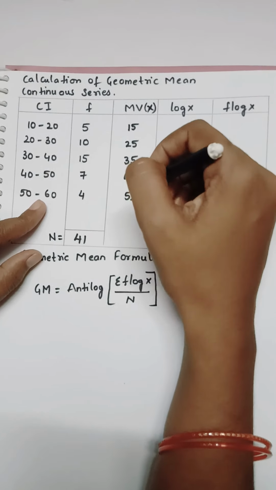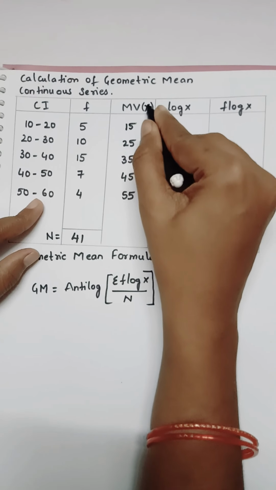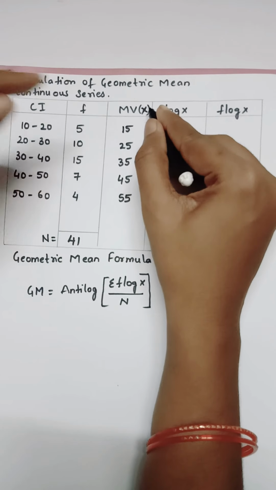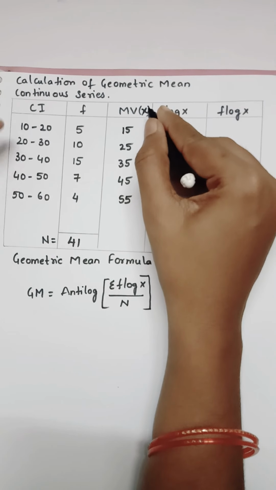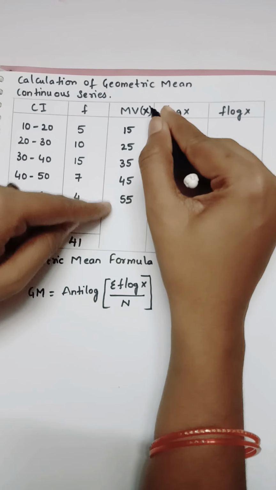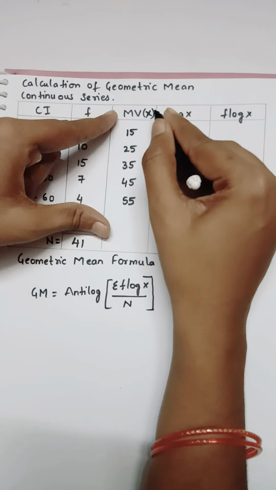So now we have the MV values. The mid values are considered as the X values in geometric mean. In a discrete series, the values given in the question itself are the X values, but in a continuous series, the mid values are the X values. This is a point you need to remember.